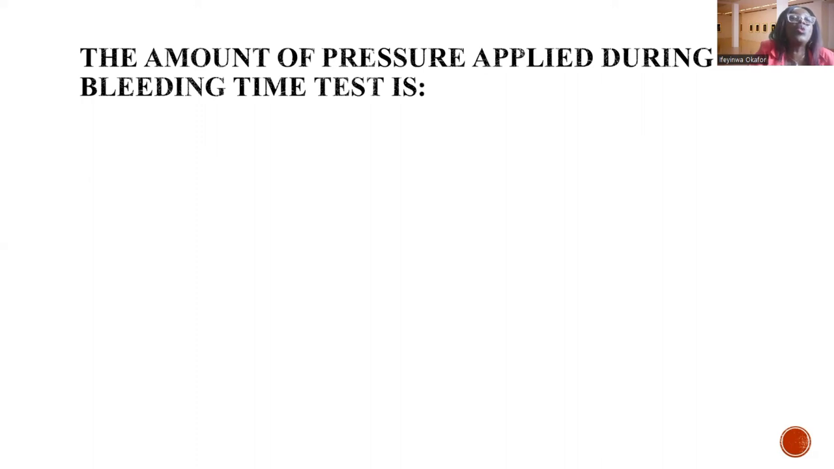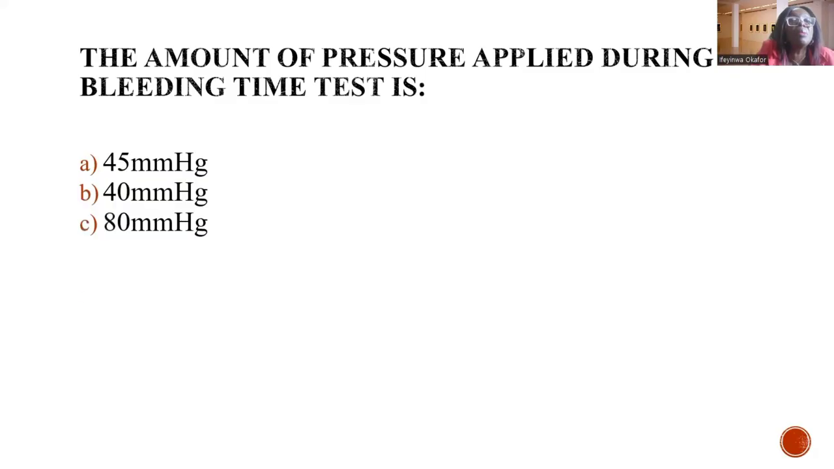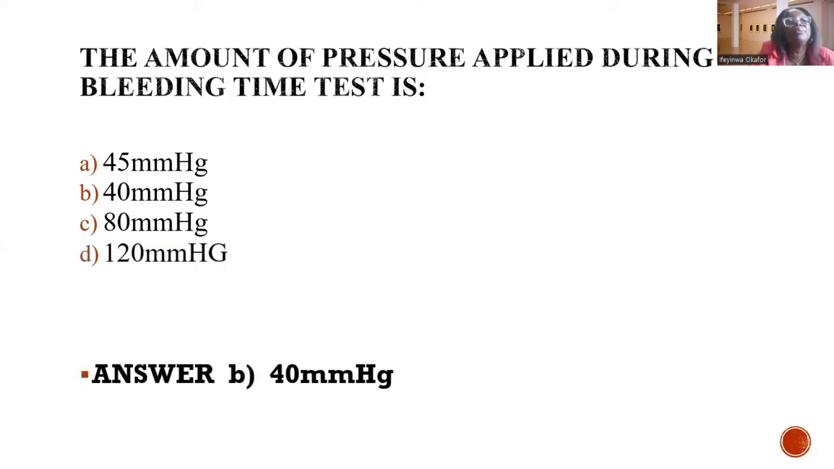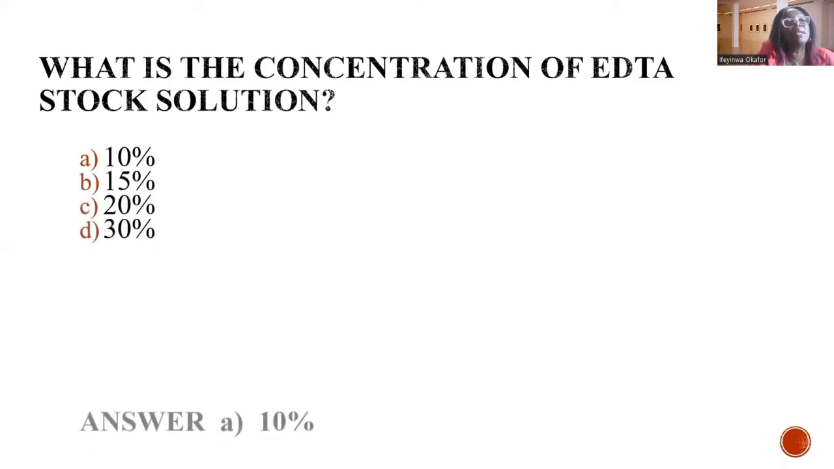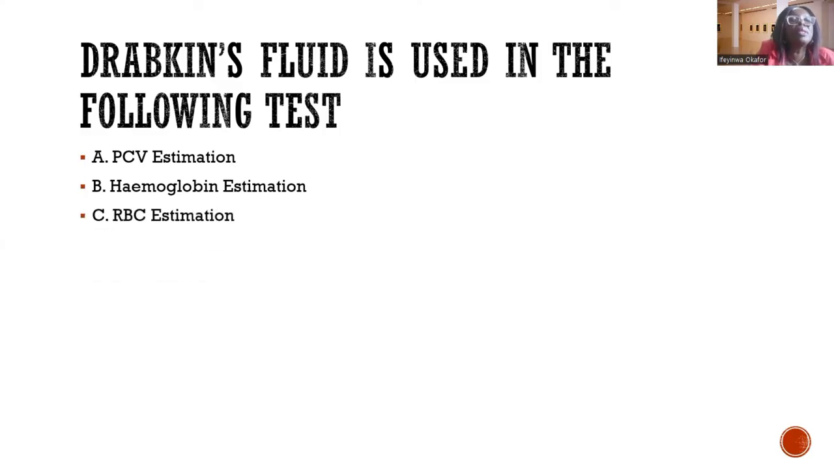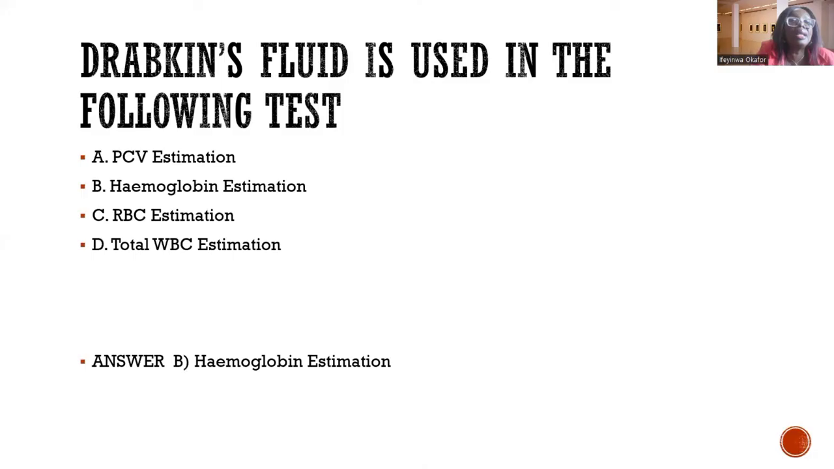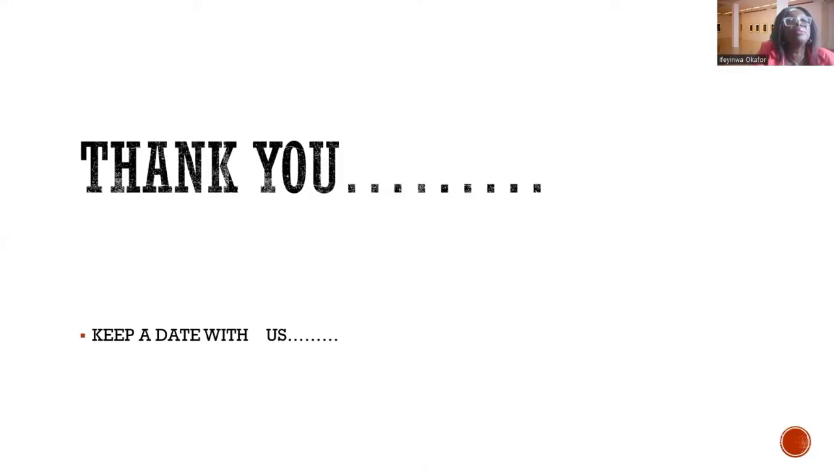The amount of pressure applied during bleeding time test is 45 millimeter mercury, 40 millimeter mercury, 80 millimeter mercury, and 120 millimeter mercury. The answer is B, 40 millimeter mercury. What is the concentration of EDTA stock solution? 10%, 15%, 20%, 30%? Answer is 10%. Drabkin's solution is used in the following tests: PCV estimation, hemoglobin estimation, red blood cell estimation, total white blood cell estimation. The answer is B, hemoglobin estimation.